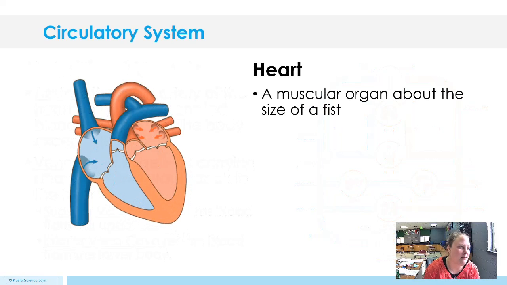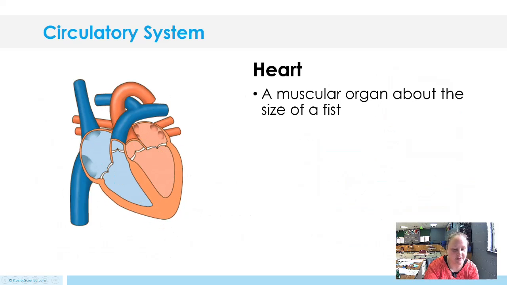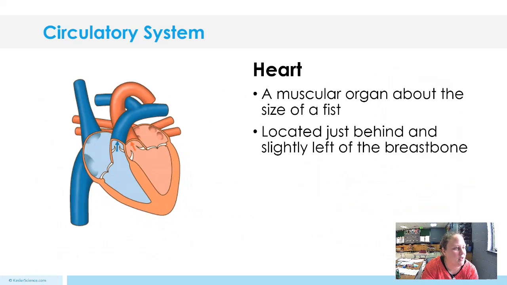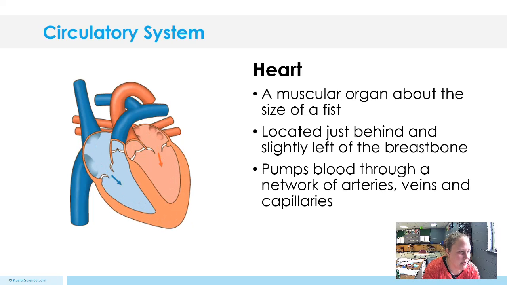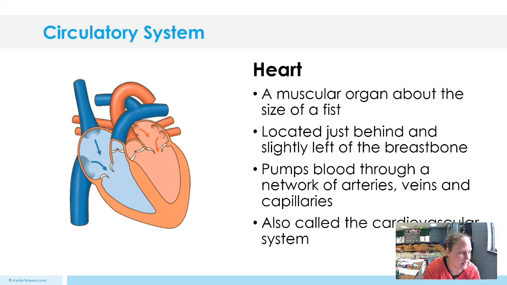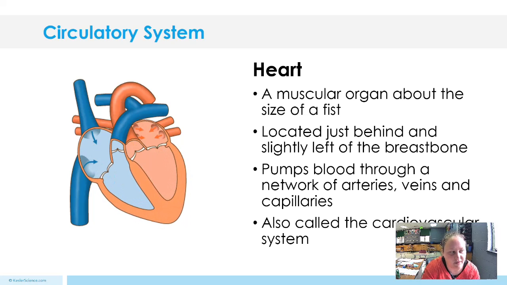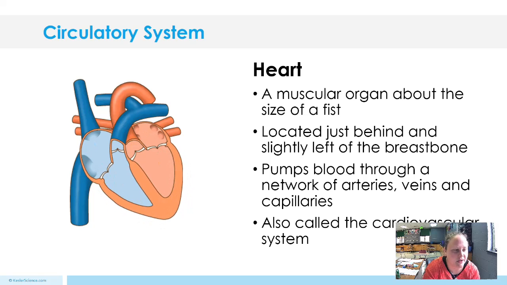So the heart is a muscular organ about the size of your fist. It's located just behind and slightly to the left of the breastbone. It pumps blood through a network of arteries, veins, and capillaries. It's also called the cardiovascular system. So some people call it the circulatory system, some people call it the cardiovascular system.